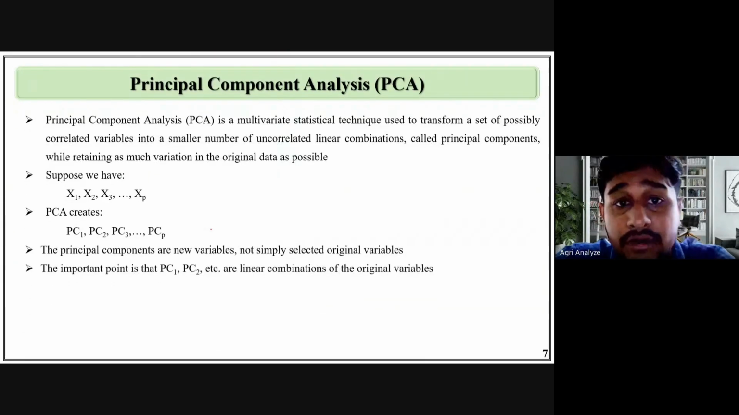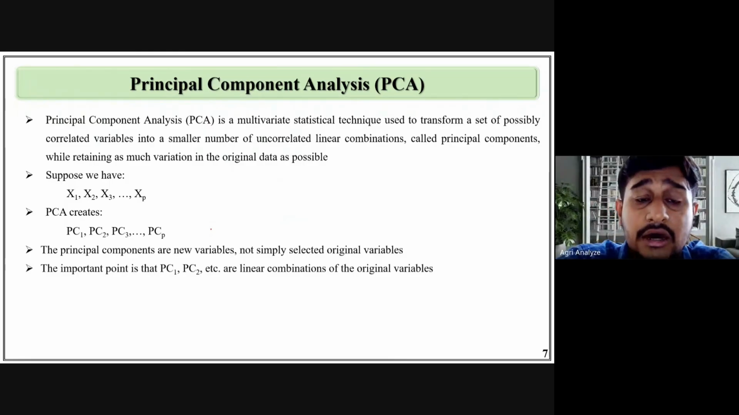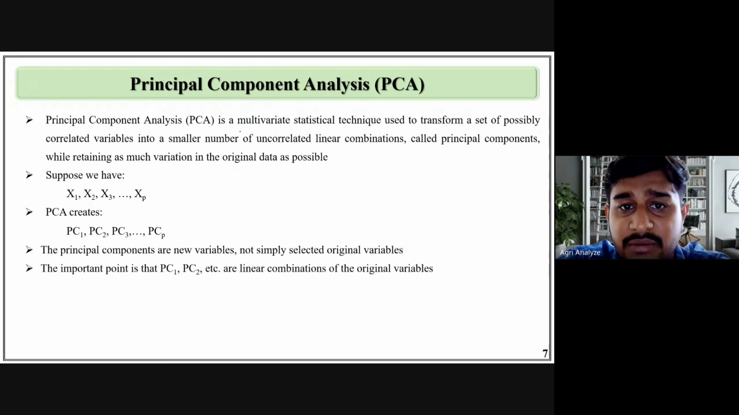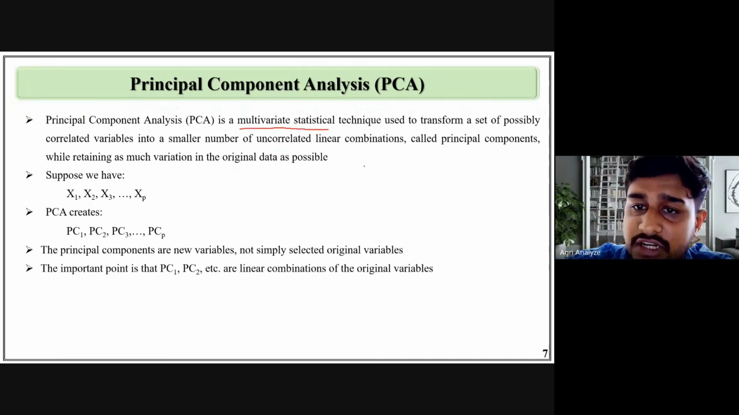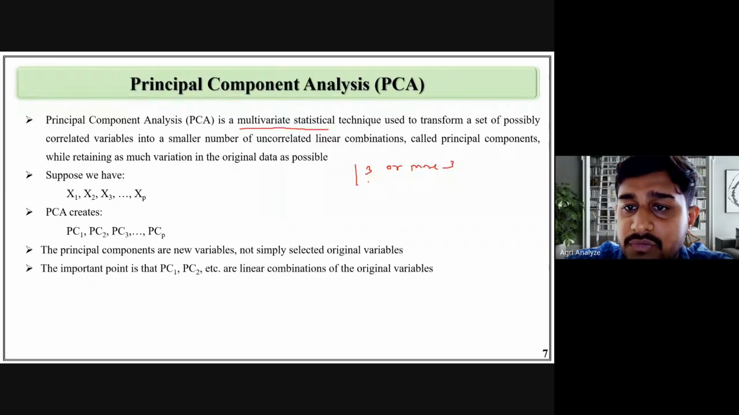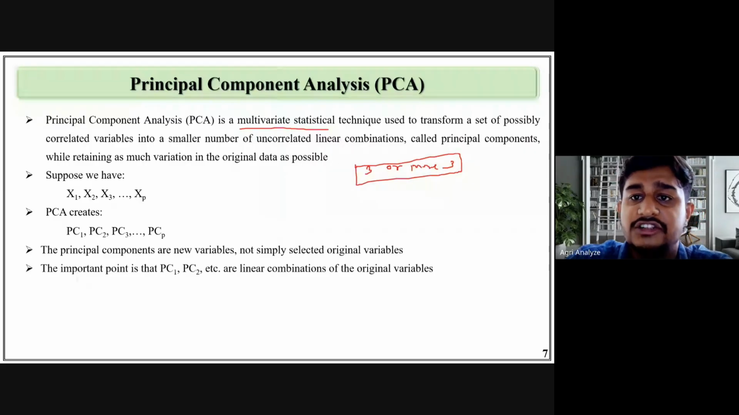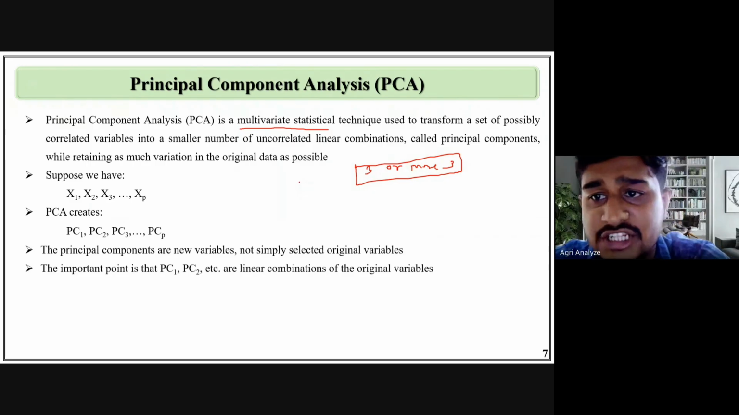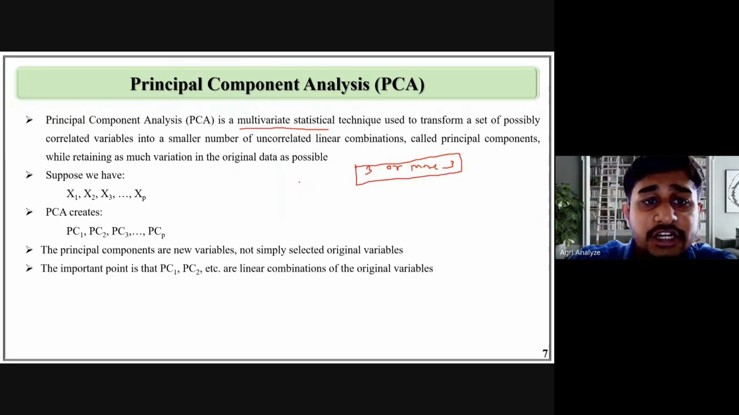Now, how is it performed, or how does principal component analysis do the dimensional reduction in our multivariate data? Principal component analysis is a multivariate statistical technique. Why multivariate? Because it is used for 3 or more than 3 variables. That's why it is a multivariate statistical technique used to transform a set of possibly correlated variables.